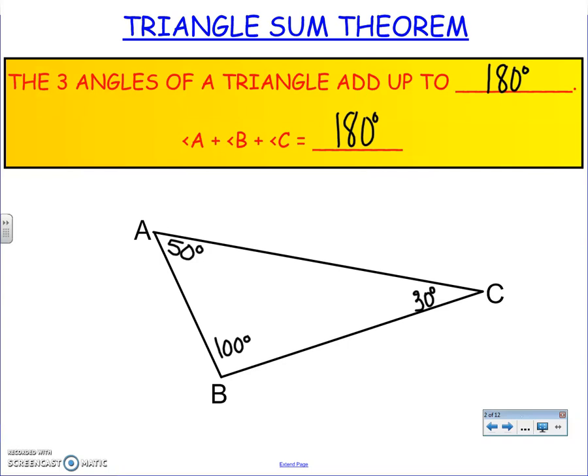Notice this triangle below, the three angles inside, 50 degrees plus 100 degrees plus 30 degrees, do add up to 180. Also, if you remember the equilateral and equiangular triangle, the three angles were each 60 degrees, so 60 plus 60 plus 60 also makes 180. Triangles always add up to 180 degrees.